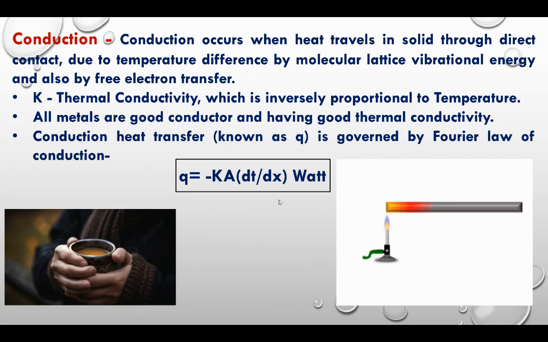Okay, so now we can talk about conduction. Conduction basically occurs when heat travels in a solid through direct contact. One thing is very clear: only when two bodies are in direct contact will conduction happen. So how will conduction happen? Conduction happens due to a temperature difference, by molecular lattice vibrational energy and also by free electron movement.